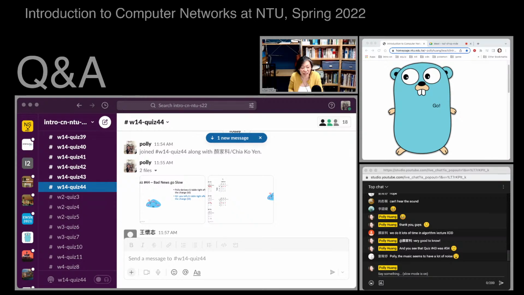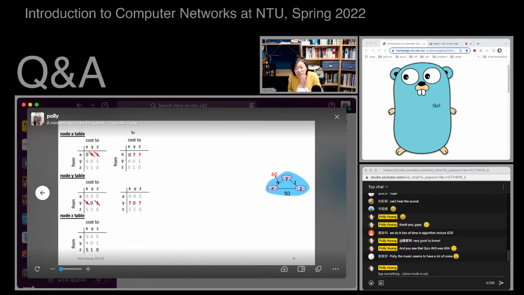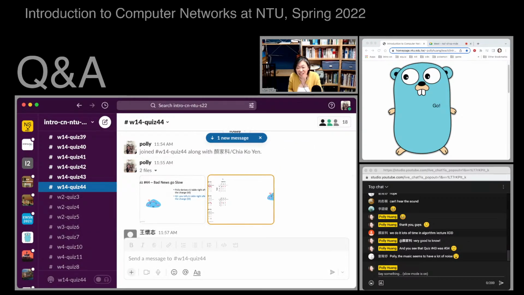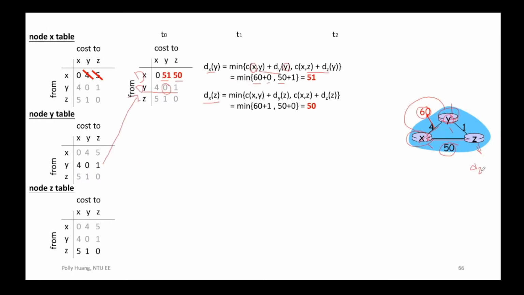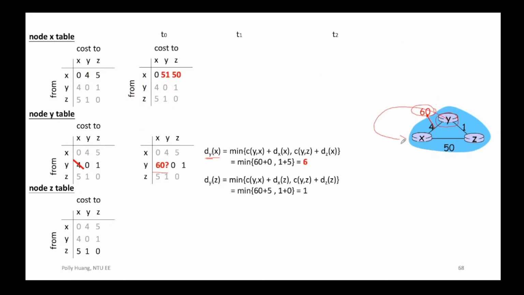But let me show the second half of the video that derives the table for t. Let me see, I think it's t0. Okay, you'll see it's actually not quite. This is what's tricky about distance vector routing. Let me show you the part that derives the table for y at t0. Yeah, quiz 35, the scenario is a bit tricky. So let me skip to the second half of the video.